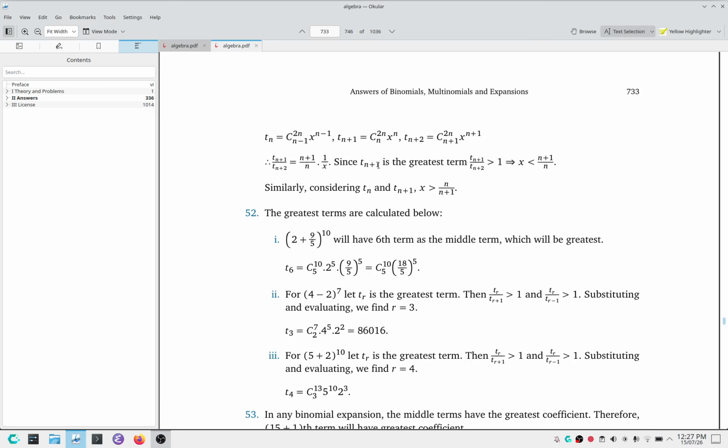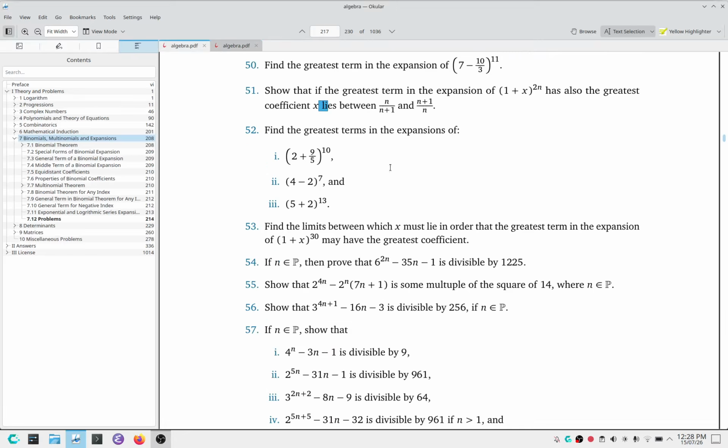Now since Tn plus 1 is the greatest term, Tn plus 1 upon Tn plus 2 would be greater than 1. That means x is less than n plus 1. Similarly, you consider Tn upon Tn plus 1 and you let that be less than 1, then you will get x greater than n upon n plus 1, and thus we get the two limits for x.